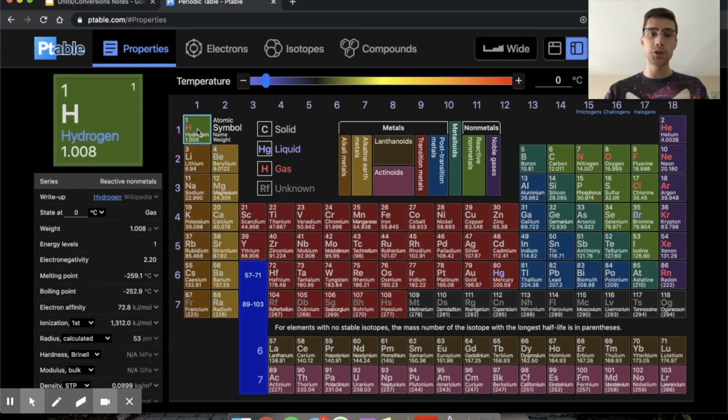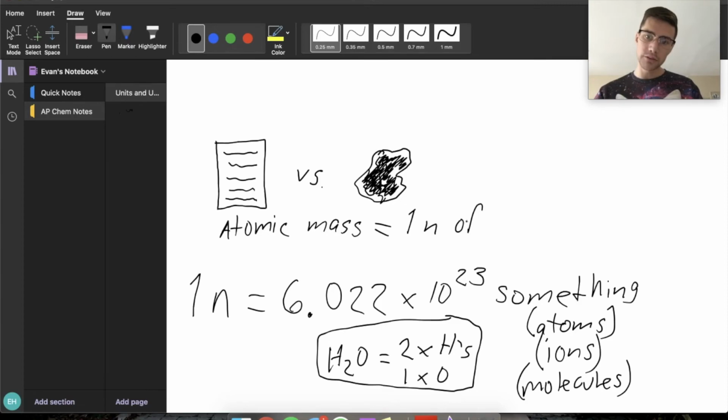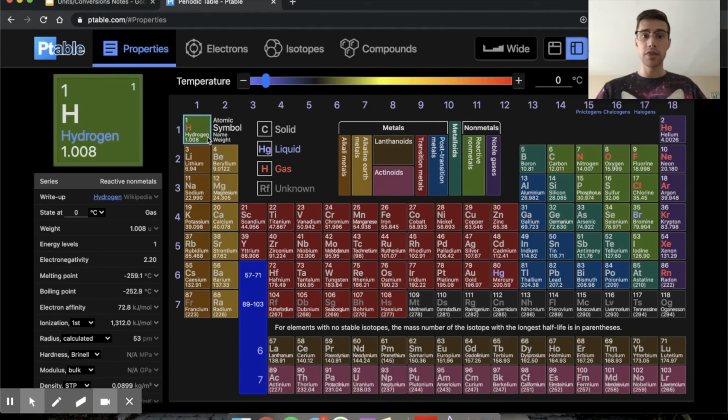So what we refer to as atomic mass equals 1 mole of that thing. Okay, so the atomic mass of hydrogen is the mass of that many molecules of hydrogen.